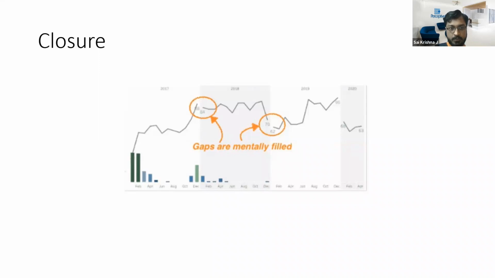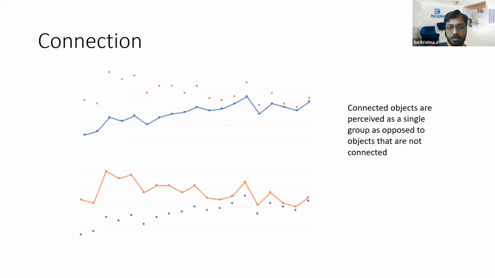This is the concept of closure. And then the next concept is that of connection. Here we say that connected objects are perceived as a single group as opposed to objects that are not connected. So connected objects here, this blue line that we have at the top or the orange line that we have at the bottom, these are perceived as a single group.